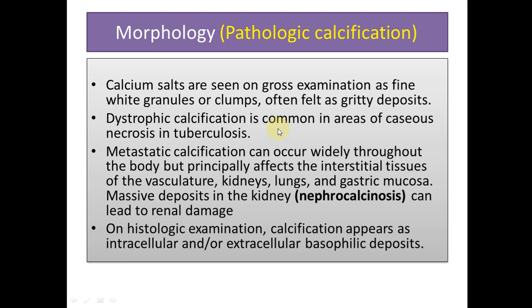are seen in tuberculosis. Metastatic calcification can occur anywhere, but particularly it affects the interstitial tissues of the blood vessels. It may affect the kidneys, lungs, and gastric mucosa. And if there is excess calcium in the kidney, and if excess calcium is secreted in the urine, it may lead to renal damage. On histological examination, calcification appears as intracellular or extracellular basophilic deposits, as they have strong affinity for the blue hematoxylin stain.